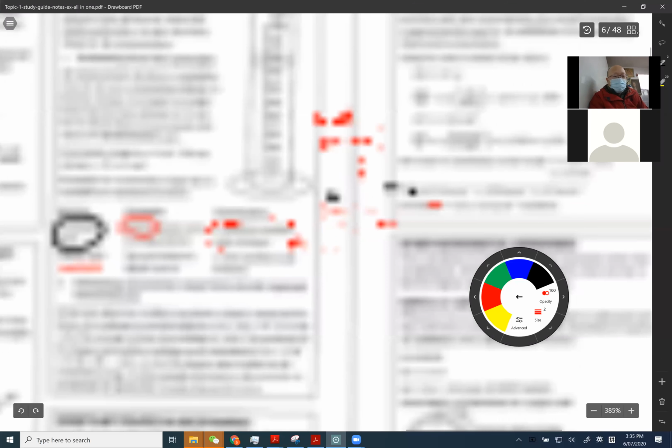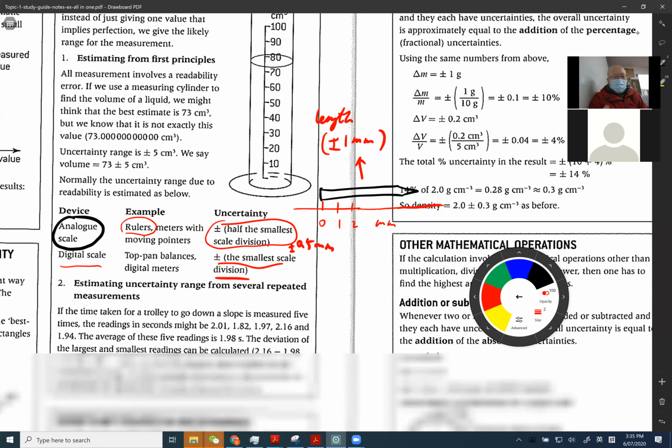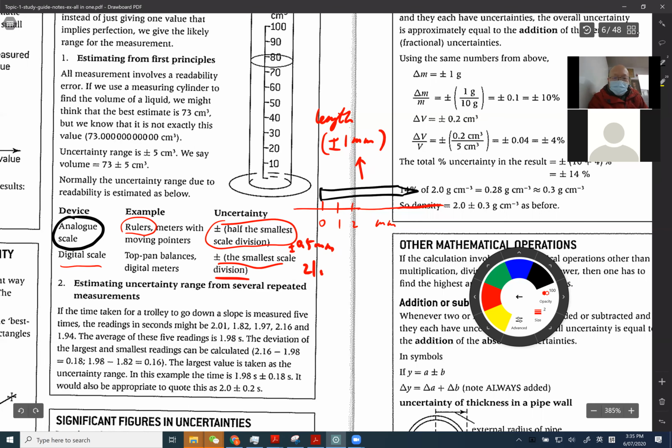Digital is easier. Digital just always gives you the reading, okay? For example, if they give you 21.56 cm per millimeter, you can say plus minus 0.01, okay?